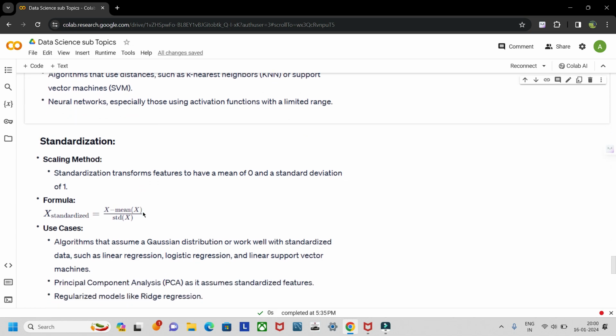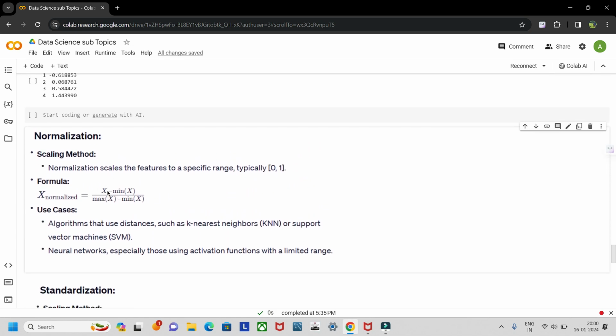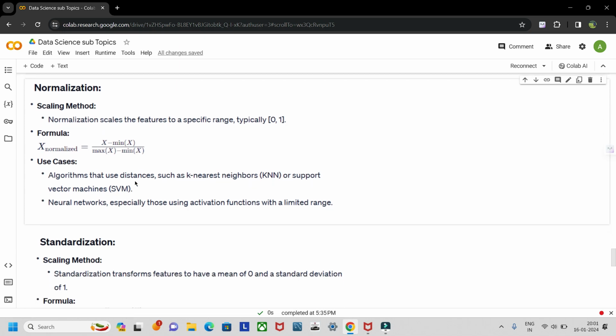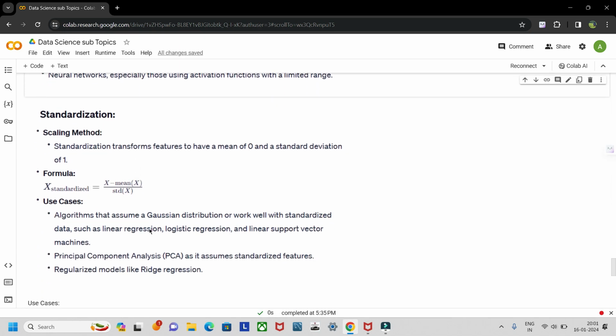Now in case of use cases, for normalization, algorithms that use distances such as k nearest neighbors or support vector machines, and neural networks, especially those using activation functions with a limited range, normalization can be used. And in case of standardization, algorithms that assume Gaussian distribution or work well with standardized data such as linear regression, logistic regression, and support vector machines. In case of PCA also, as it assumes standardized features, standardization can be used, and models like regression.